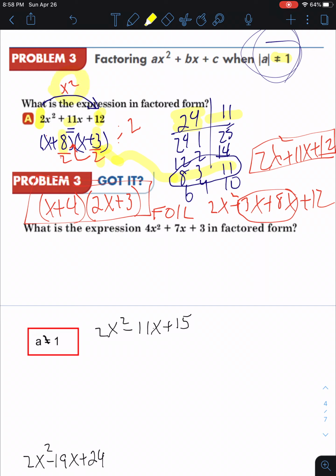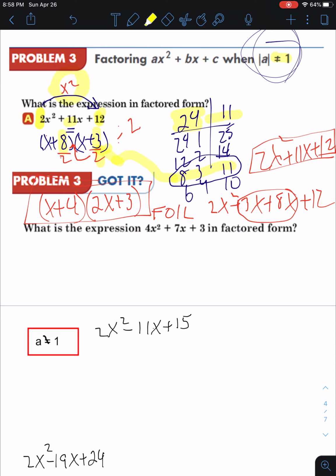Okay, so 4 times 3 is 12. And my middle term was 7. So two terms that multiply together to give me 12, add together to give me 7. Yeah, 4 and 3. Those give me a sum of 7. So again, we'll do x plus 4, x plus 3.